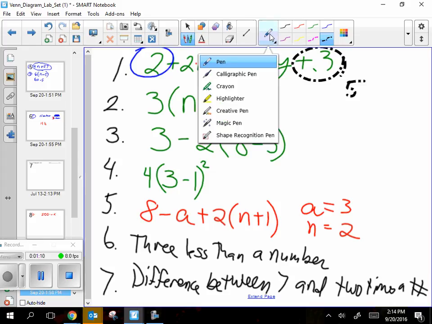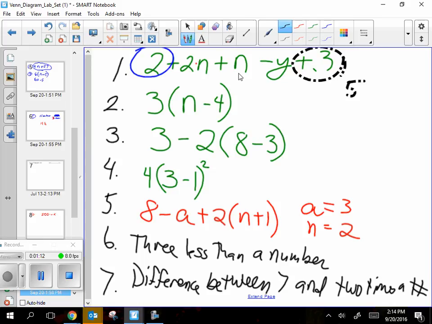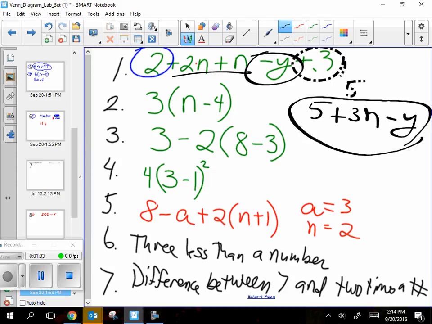Okay, hold on, I got issues with my pen here. I'm going to go with calligraphy, I kind of like that. So 5, and then the n's can go at the ends. What's 2n plus another n? 3n. And lastly, I have this lonely minus y. Well, it doesn't have any friends to join with, so it stays the same, minus y. There is your final answer. 5 plus 3n minus y.